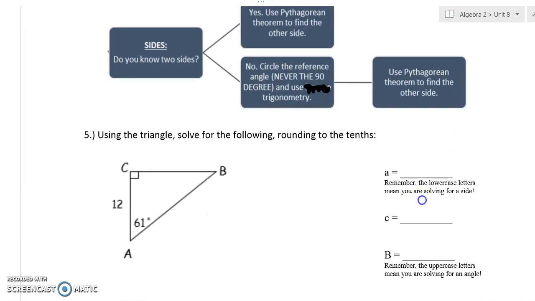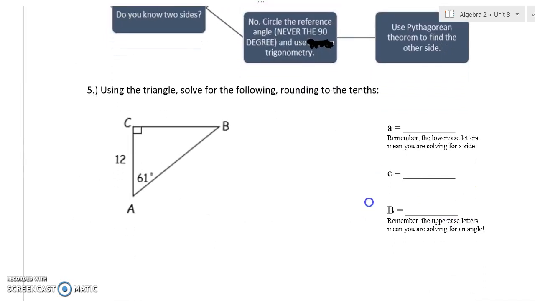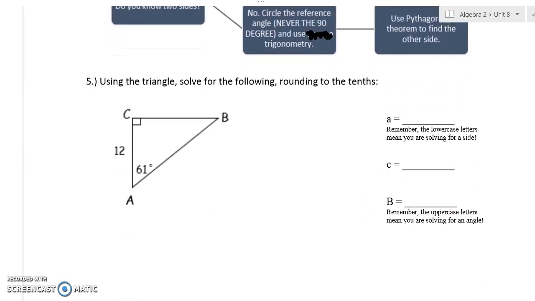Alright, so let's look at this problem. It says using the triangle, solve for the following, round to the tenths. Okay, so we have to find side A, side B, and angle B, and we'll do it in that order. Okay, let's label everything. So across from angle A is side A. Across from angle C is side C, and across from angle B is side B, which is already given to us. All right, so let's solve for A.